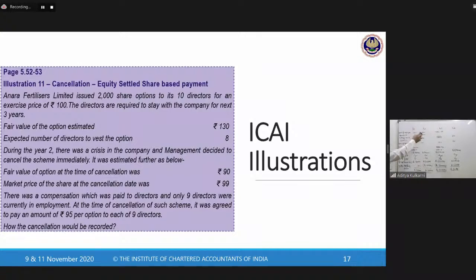All right. Now, let us come to the next question. This question is relating to cancellation. Cancellation of the plan itself. That means you promised them you will give them shares. Because of some reason whatsoever, you are cancelling the plan. Let me first explain the theory and then we can see the problem.